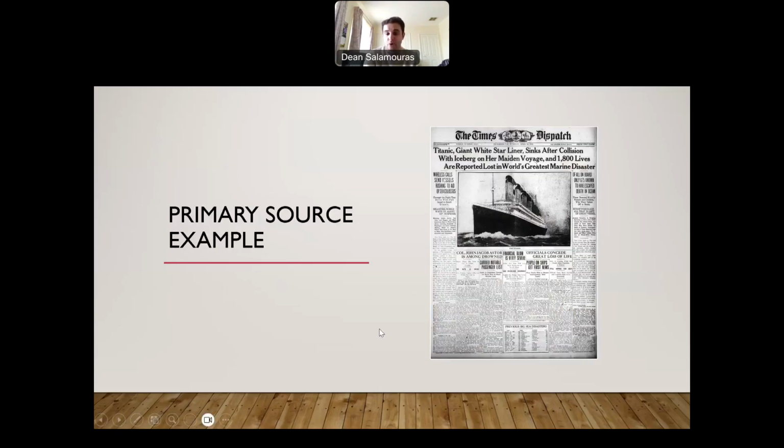Got another example of a primary source here. It's an article from the Times Dispatch, and it says "Titanic giant white star liner sinks after collision with iceberg on her maiden voyage, and 1,800 lives are reported lost in world's greatest marine disaster." So this is an article about the sinking of the RMS Titanic. This was published in 1912, so the same year or just after the Titanic actually sunk. And as a result, it's a primary source because it was published in 1912, and the sinking of the Titanic occurred on the 15th of April, 1912.